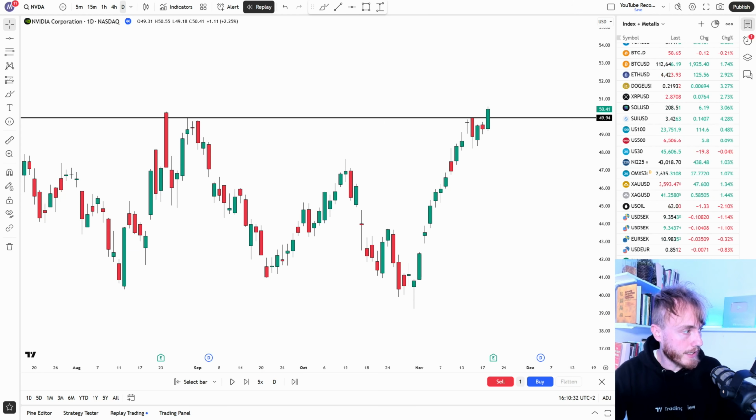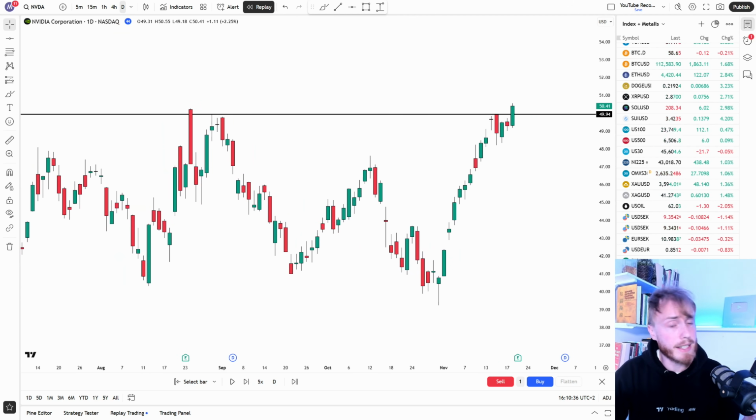The first thing I want you to notice here is that Nvidia right here was at a pretty clear resistance level. Why was this a clear resistance? Well, you can see that first of all we got a touch right here. The price tried to break out once again right here. So we had two touches. We had yet another touch right here. So multiple times the bulls have been trying to push above this level.